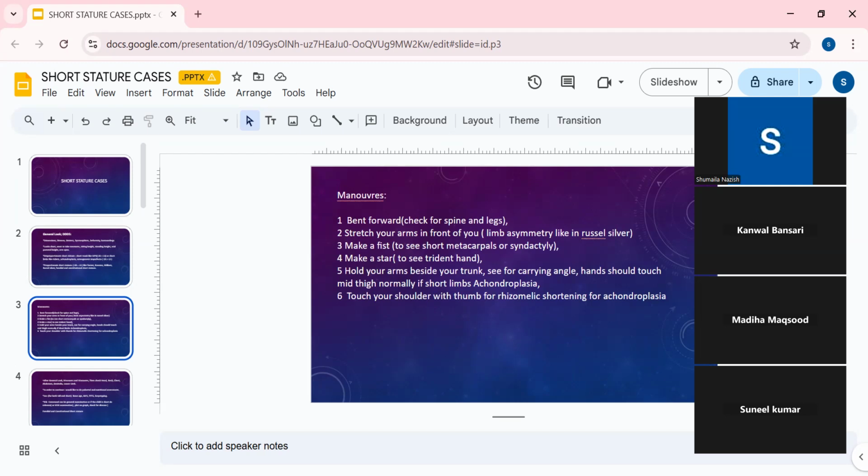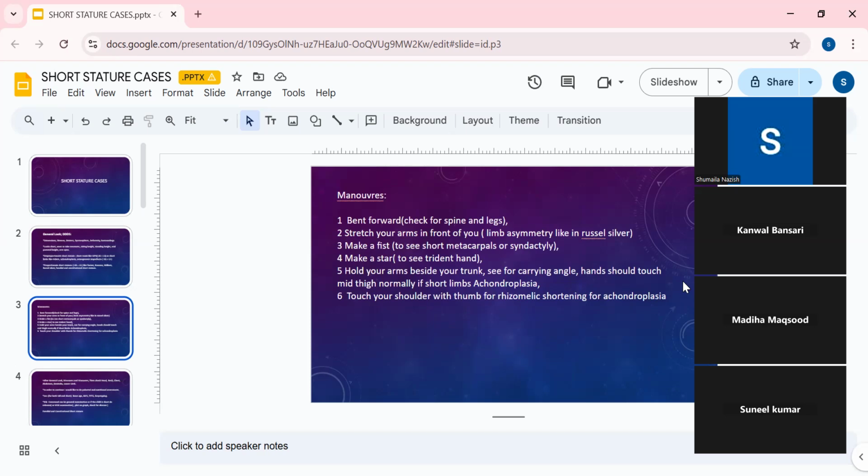Then you will ask him to make a fist. He will make a fist and you will see the fist. When you see the fist, what you are looking at is the short metacarpals, any syndactyly, okay, any polydactyly, any hyperconvex nails, okay. So you're looking at all these, short fourth, fifth metacarpals, okay. So you're looking at all these findings, okay.